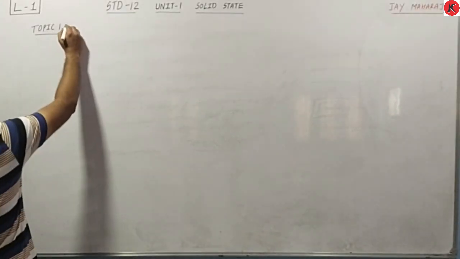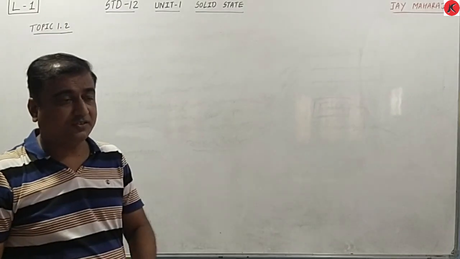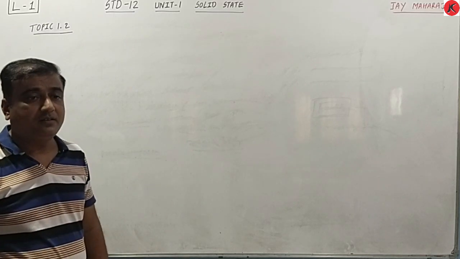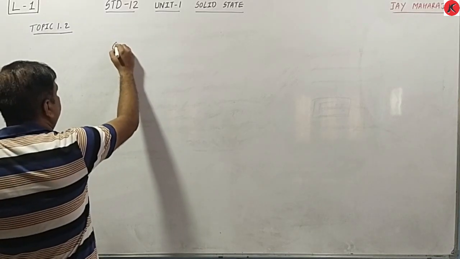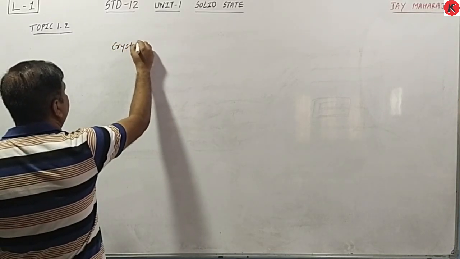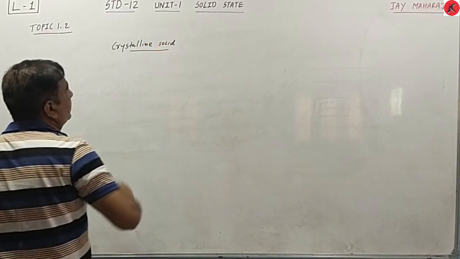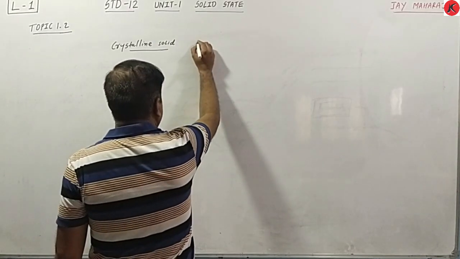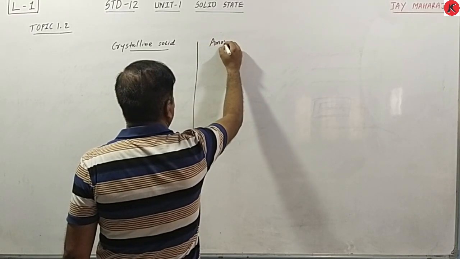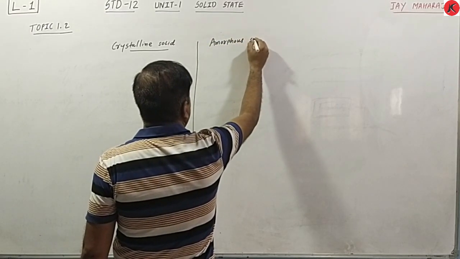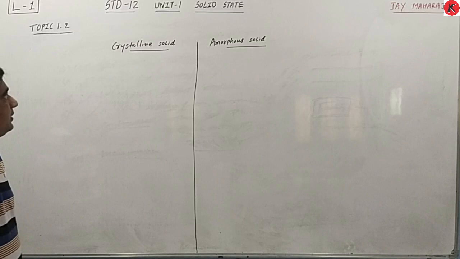That means topic number 1.2 is the main classification based on structure. Based on structure, generally solids are classified into two categories. First one is crystalline solid, and the second one is amorphous solid.